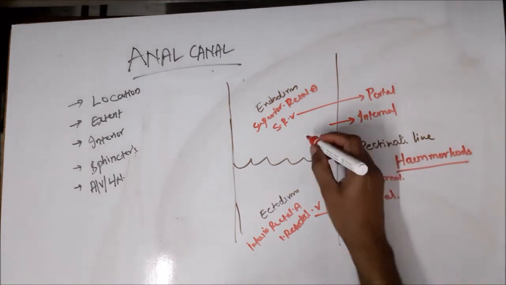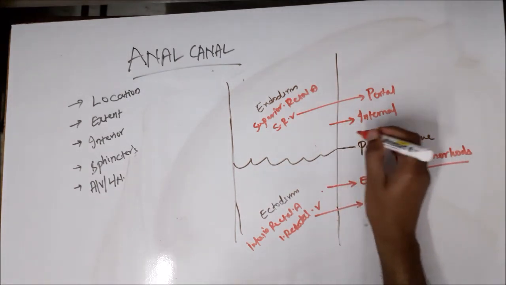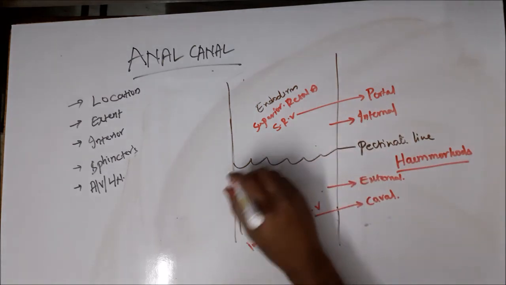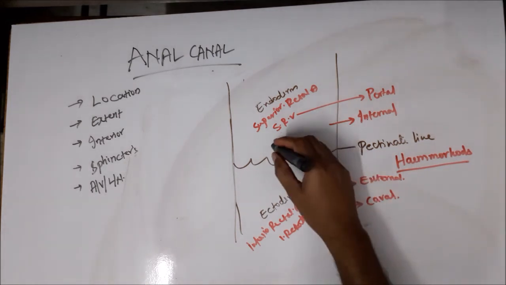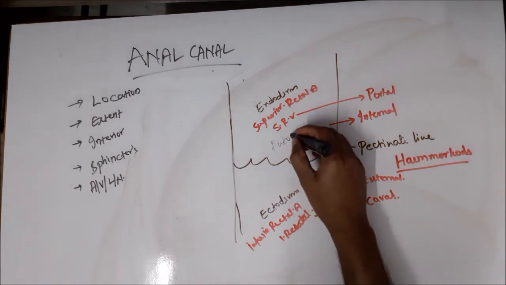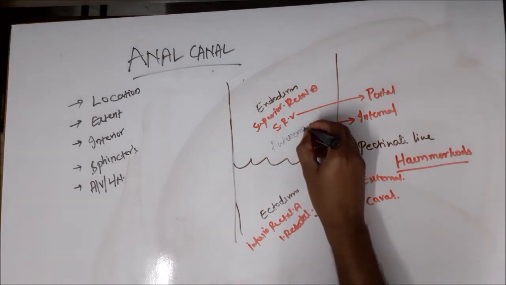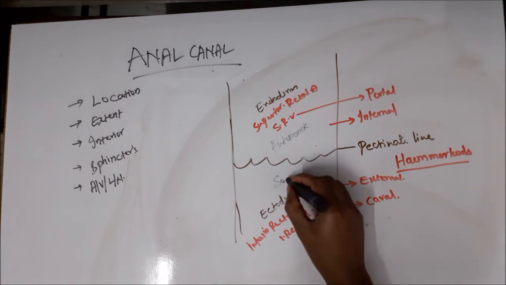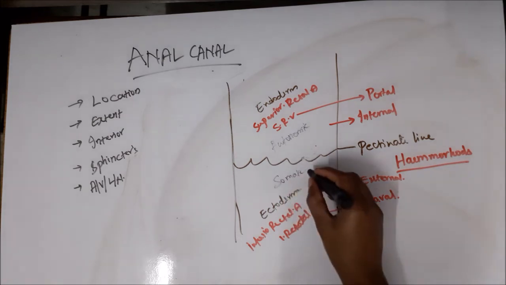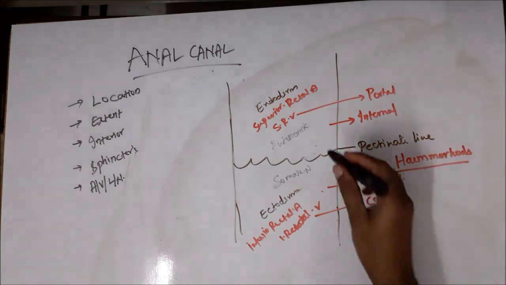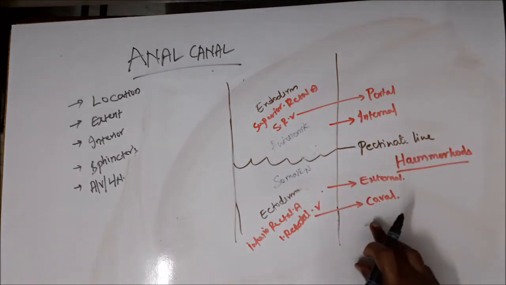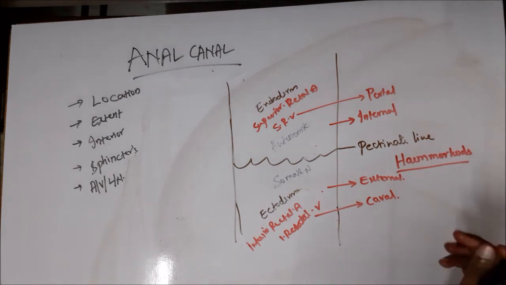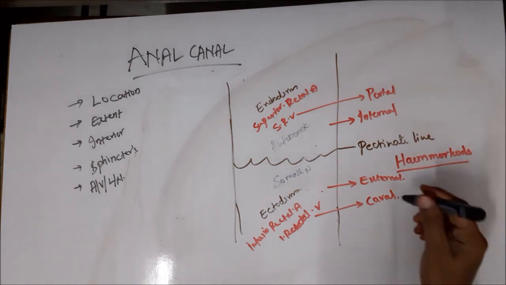Why? There comes the point of the nerve supply. The area above the pectinate line is supplied by autonomic nerves, whereas the lower part is supplied by somatic nerves. So that is the reason why internal hemorrhoids are painless, whereas external hemorrhoids are painful, because they have a somatic nerve supply below the pectinate line.